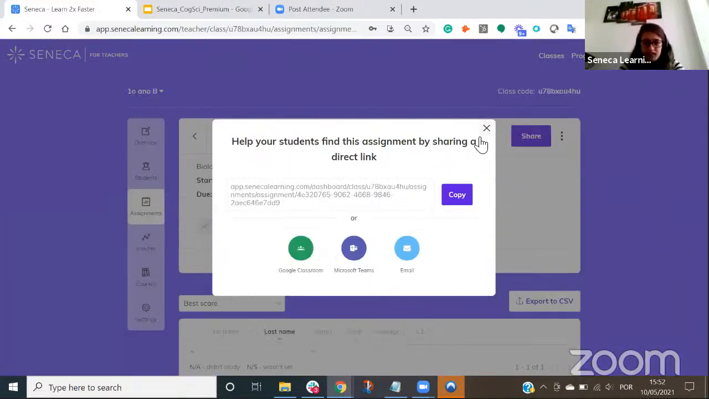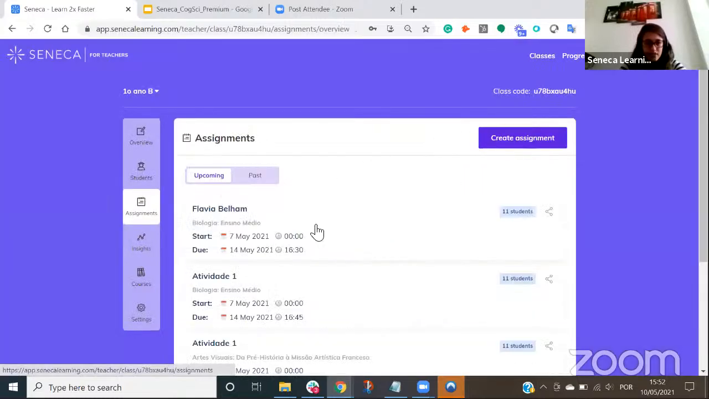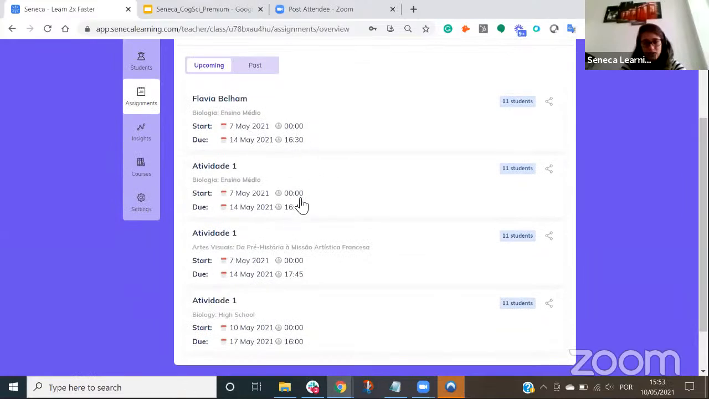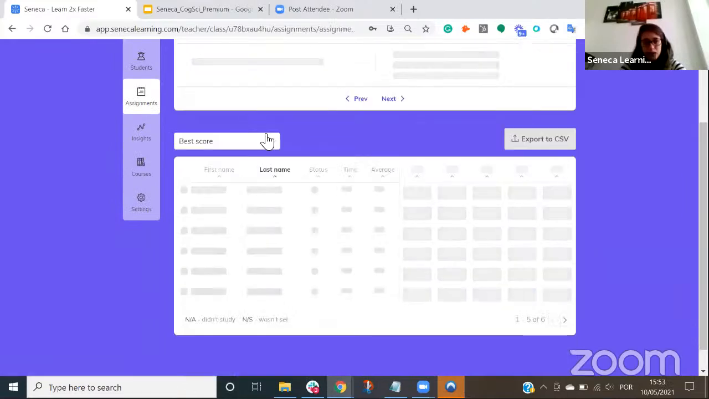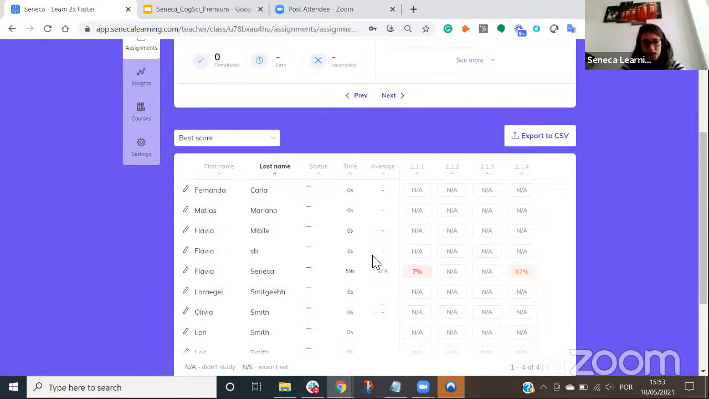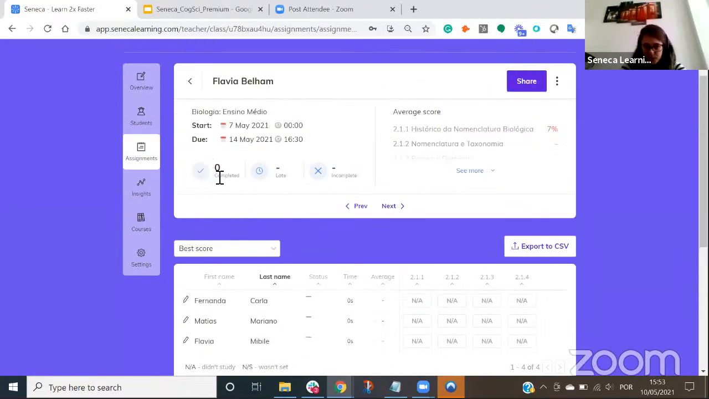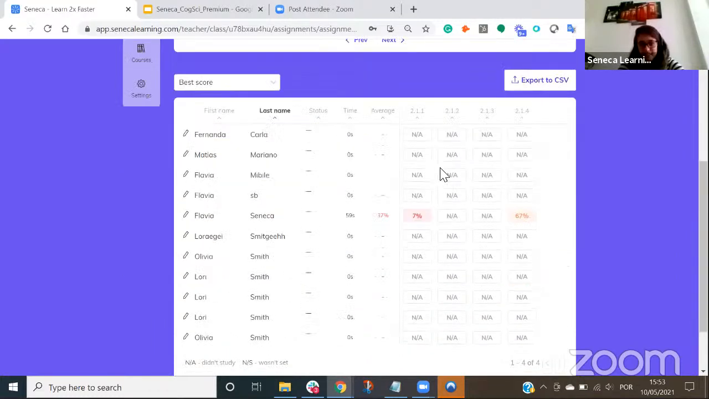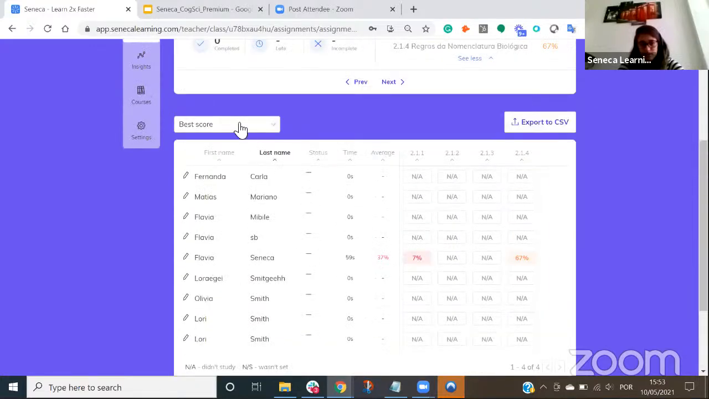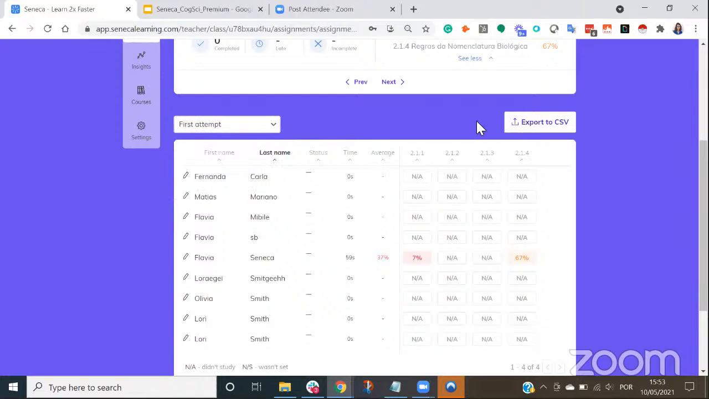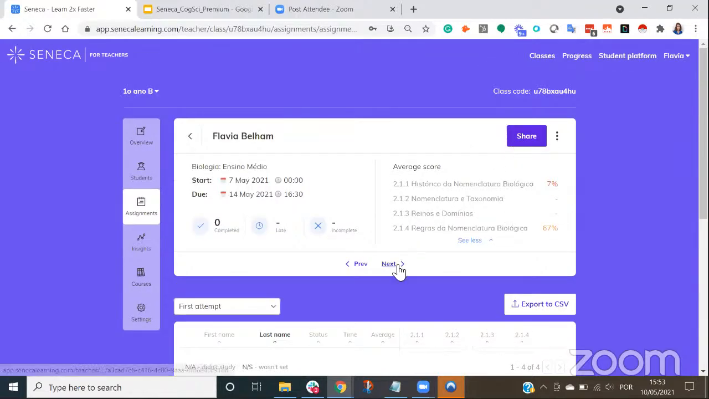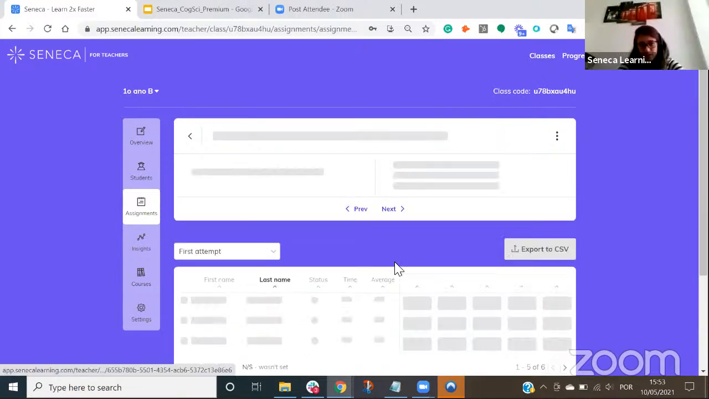After I assign it, here's the Microsoft Teams link. If you click on assignments, then you have the list of everything that you have assigned. And for each of them, you will see your students' report. You'll see how many have completed, how many have completed but late, and how many have not completed. You see the average for the class, and then the grades for each student listed here. You can export to a table, and you just go next, and then you see the next assignment.